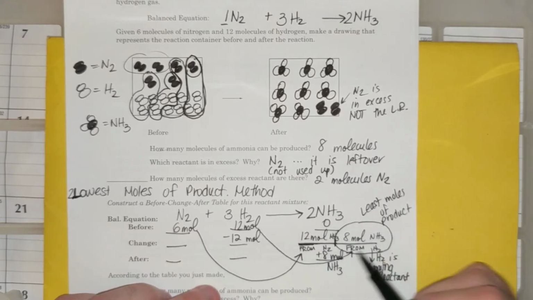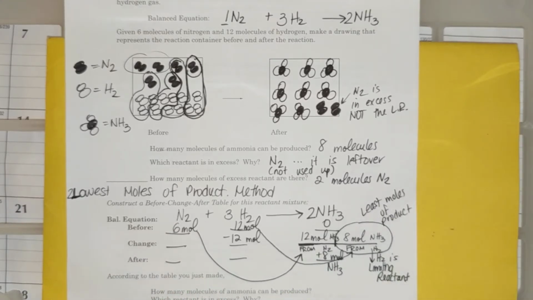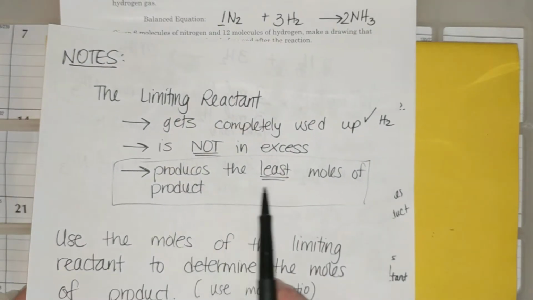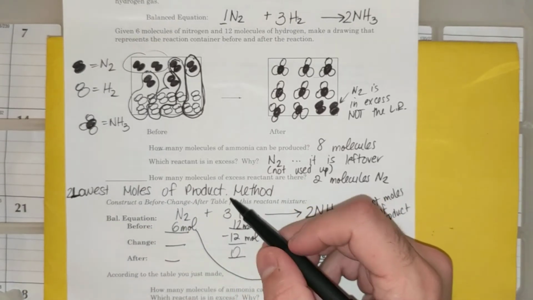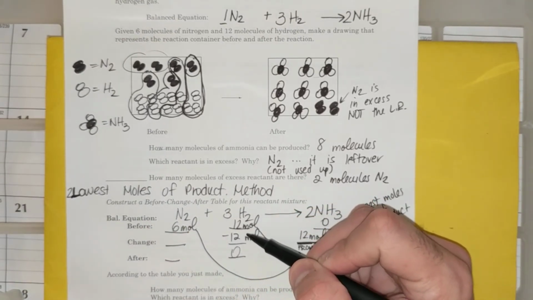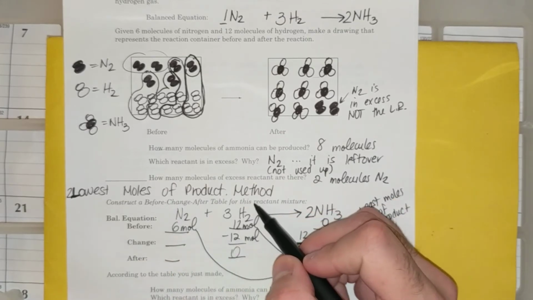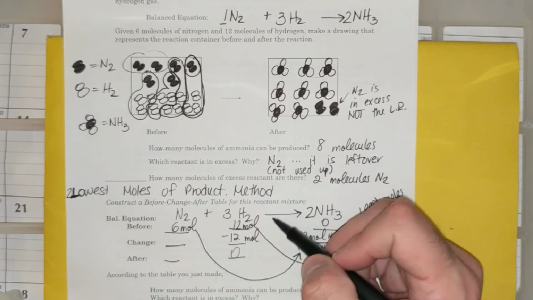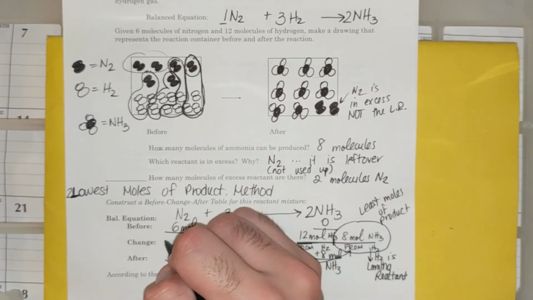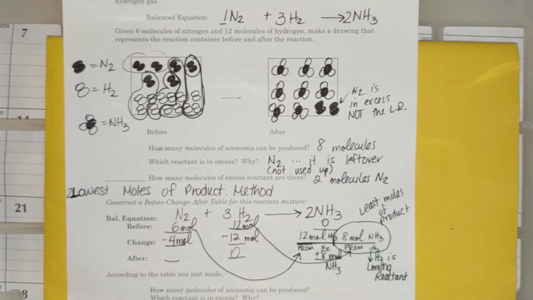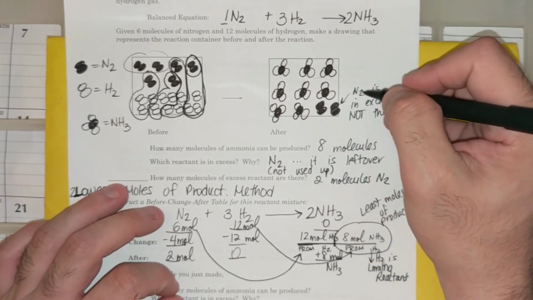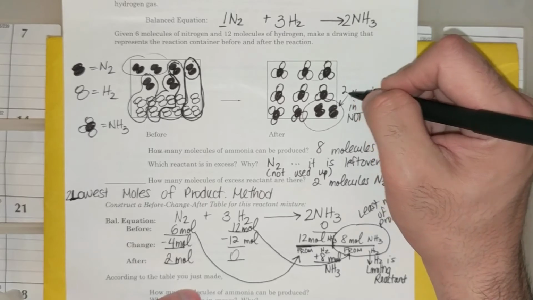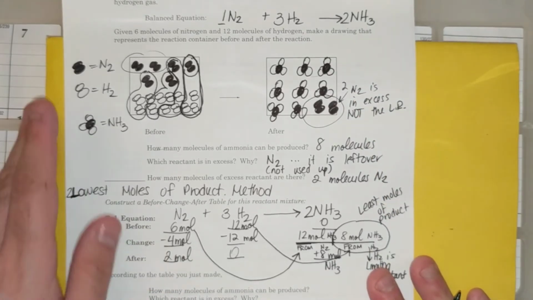Because my H2 gave me my lowest moles of product. Again, my limiting reactant produces the least moles of product, and it's the one that gets completely used up. So if I use 12 moles of H2 with the 1 to 3 ratio, I should use 1/3 the amount of N2. I should only use 4 moles of N2, which would leave me with 2 moles of N2 left over. And guess what? That is what I had up here. Here are the 2 moles of N2 that are left over in excess.